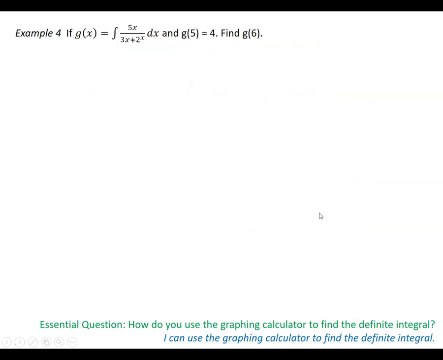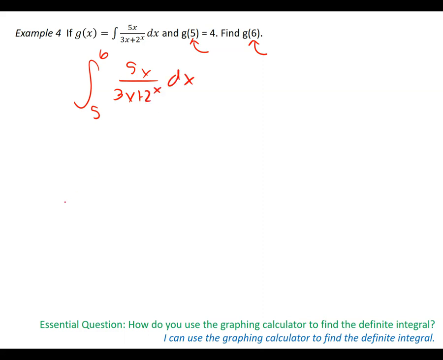Okay. Looking at this one. So similar problem. The function looks a little bit ugly. They told me that G of X equals this integral. They gave me that G of 5 equals 4 and G of 6 equals 6. So I'm going to integrate starting here and going to there. So I'm going to start at 5, and I'm going to go to 6 of this wonderful looking function.